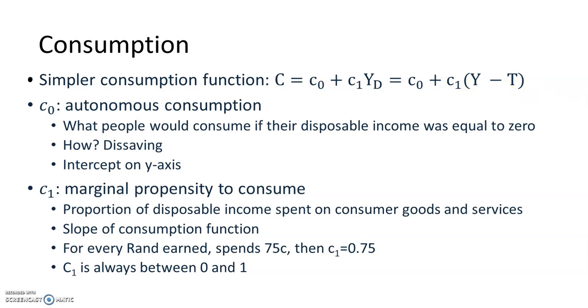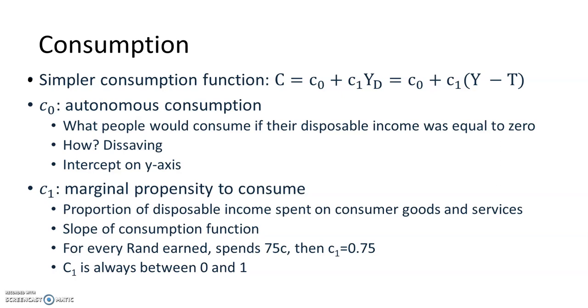C0 is autonomous consumption, and it is what people would consume if their disposable income was equal to zero. How can people have positive consumption if their income is equal to zero? They dissave. They consume, for example, by borrowing. C0 is the intercept on the y-axis.